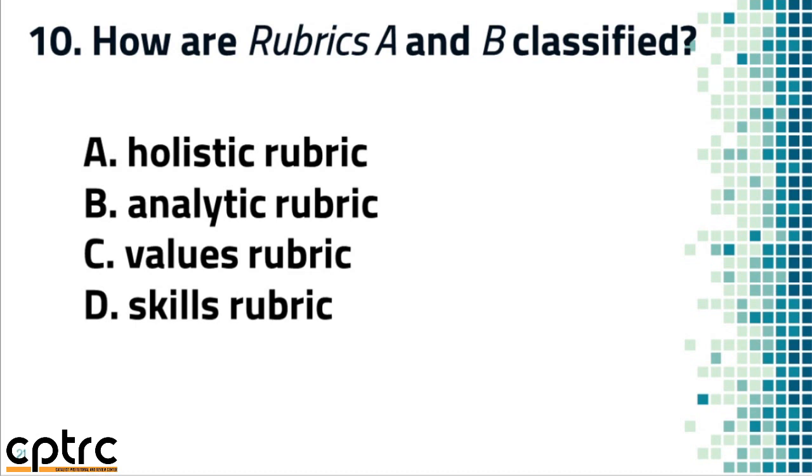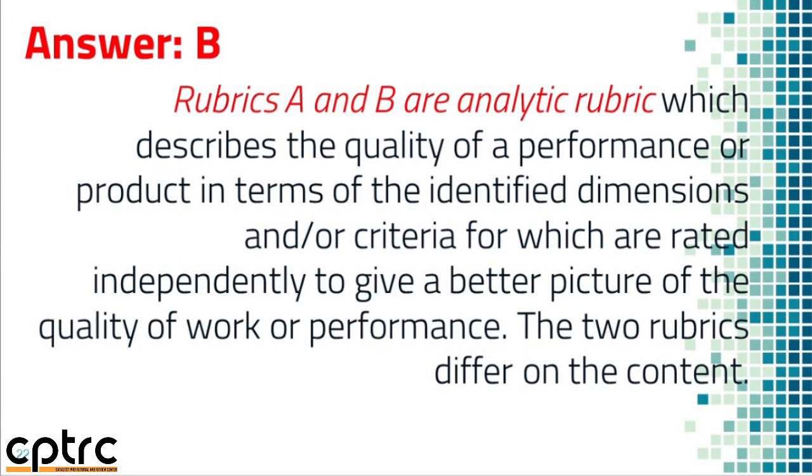Item number 10. How are rubrics A and B classified? Is it holistic, analytic, values, or skills rubric? The correct answer is letter B. Both rubrics A and B are analytic rubrics because they describe the quality of a performance or product in terms of the identified dimensions or criteria, which are rated independently to give us a better picture of the quality of work or performance that the student will do. Though they are both analytic, there are also differences. The 2 rubrics differ in content and in the way they are presented, but they are both analytic.